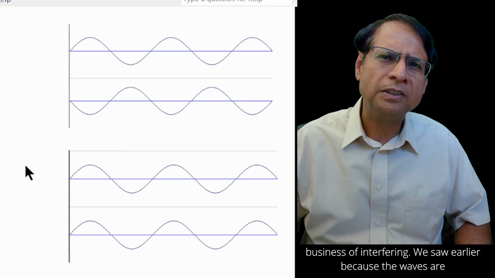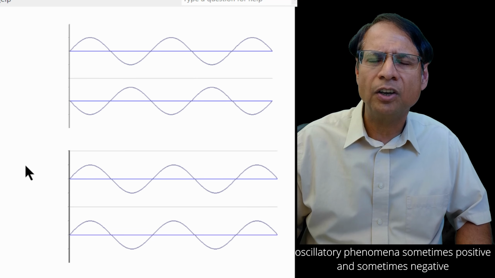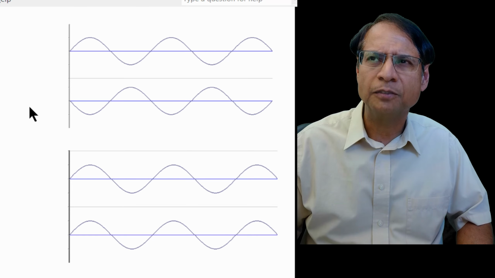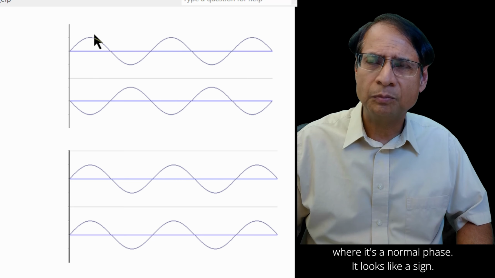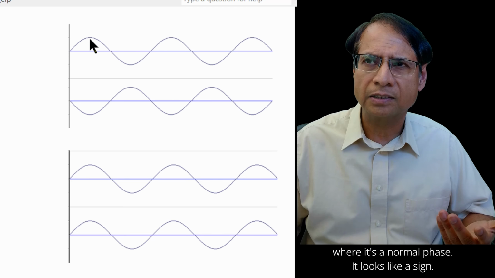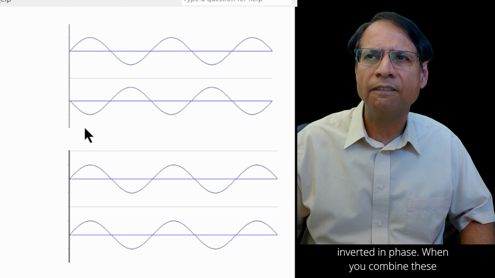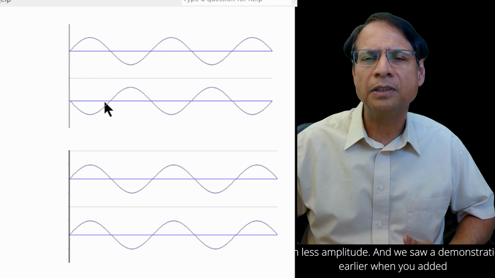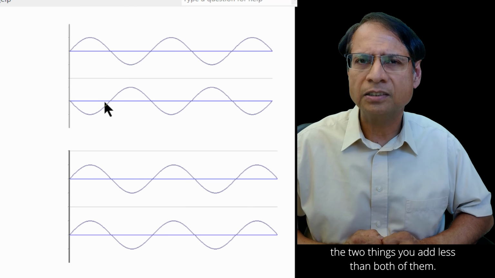This brings us to the business of interference. We saw earlier, because the waves are oscillatory phenomena, sometimes positive and sometimes negative, they can cancel or add depending on the relative phase. So here's a sound file, a recording of a sound, where it's a normal phase. It looks like a sine. This is an upside down sine. It's 180 degrees inverted in phase. When you combine these things, you reduce the volume. You end up with less amplitude. And we saw a demonstration earlier. When you added the two things, you had less than both of them.